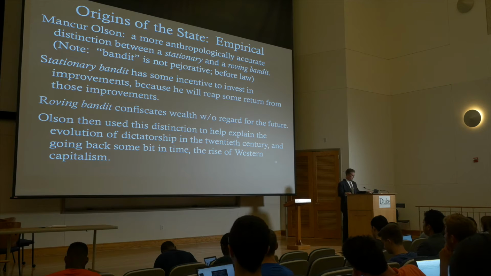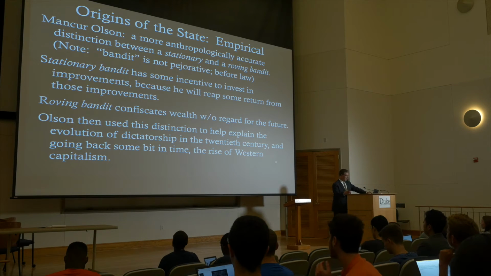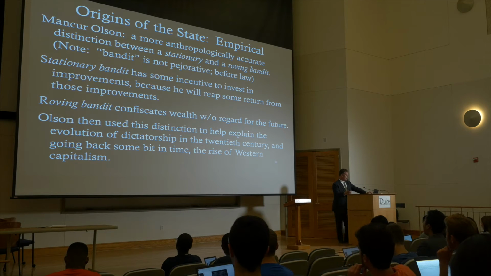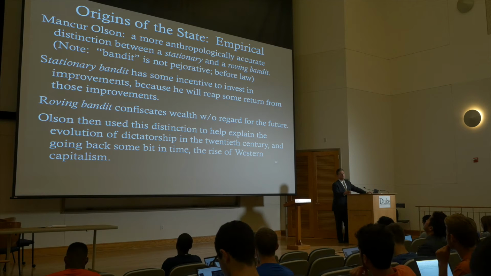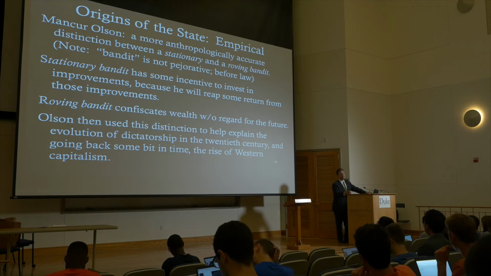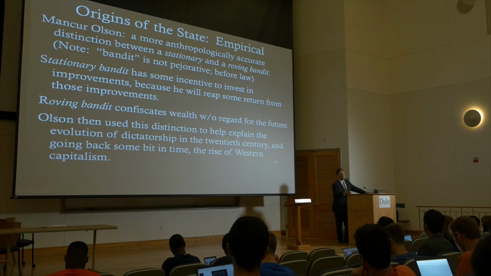So he uses that distinction to try to explain the evolution of dictatorship and, going back, the rise of Western capitalism. So the claim was not that capitalism functions well in a democracy. He said it functions well in dictatorships. And this was long before the rise of Singapore, but it's interesting that Singapore is evidence of that kind of position. Singapore is not a democracy.